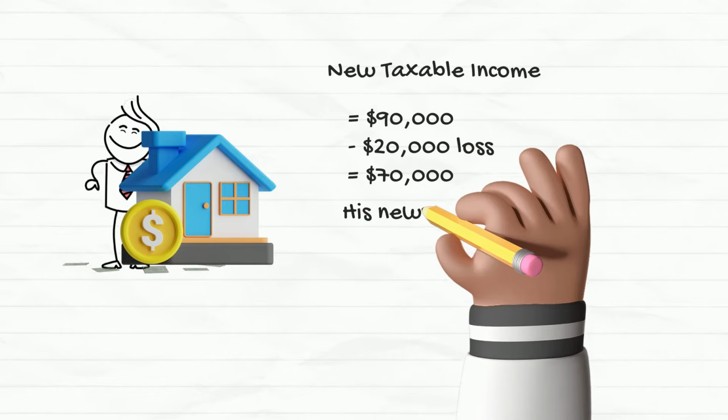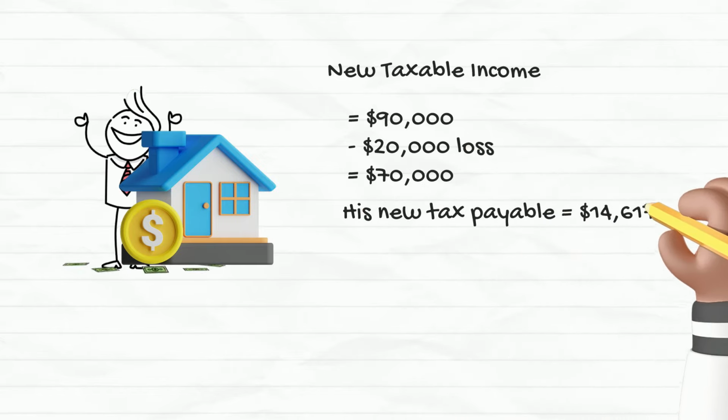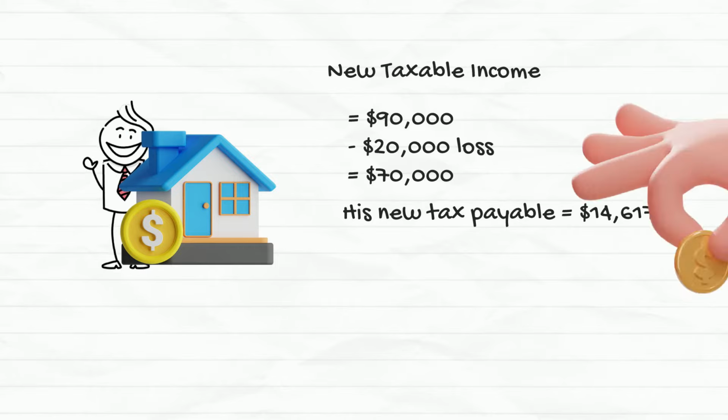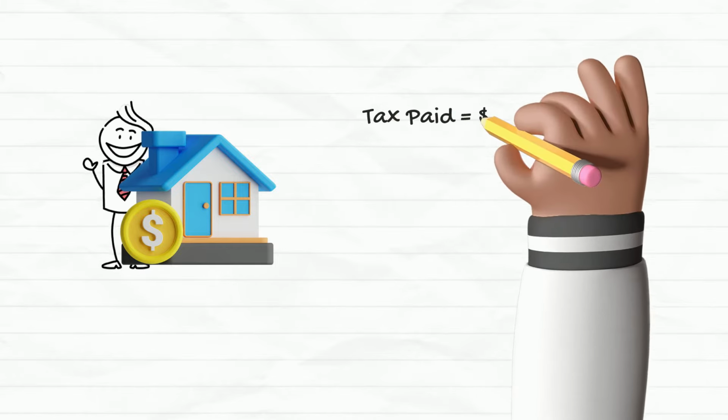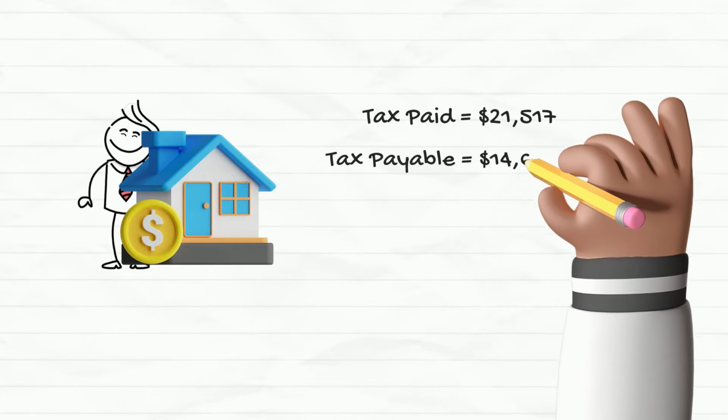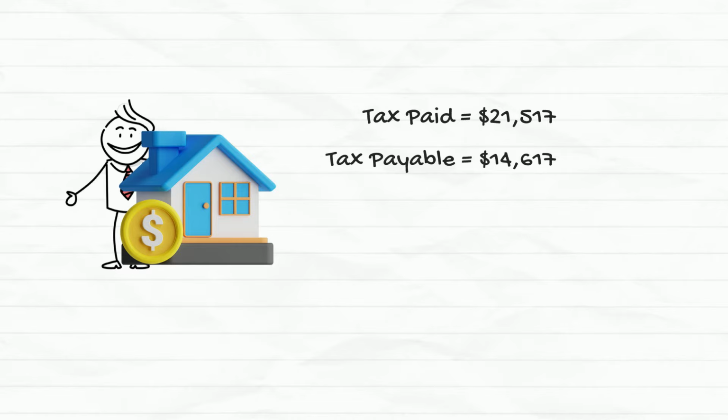And that brings his tax down to $14,617. But hold on, remember, George paid $21,517 in the tax year, but he should only have paid $14,617. So that means George gets a refund.